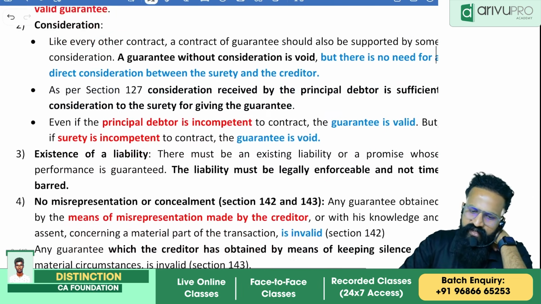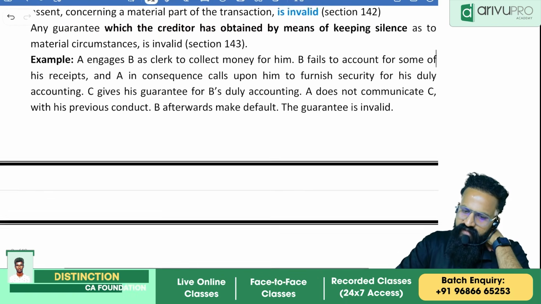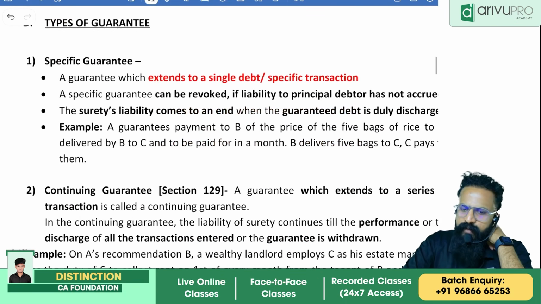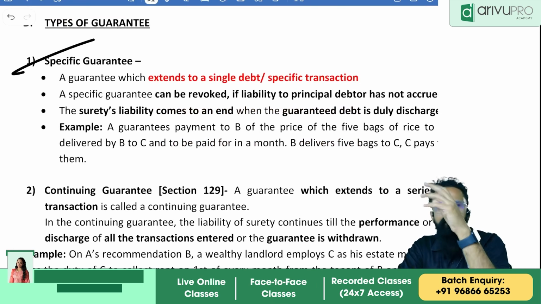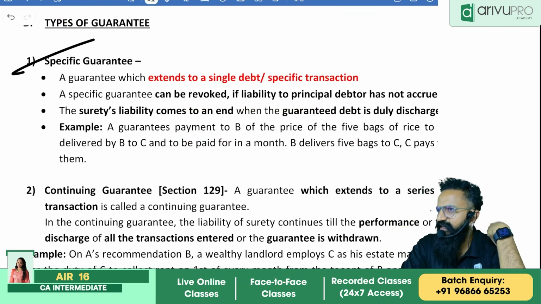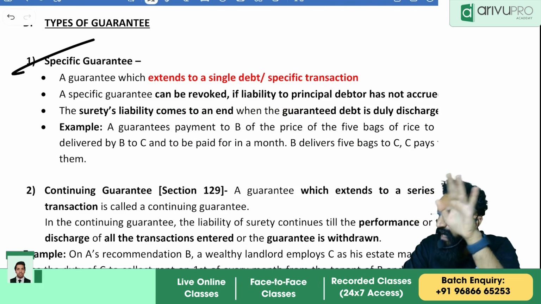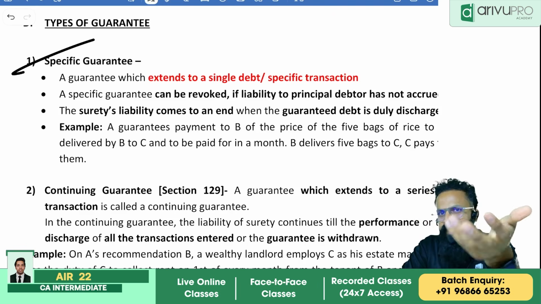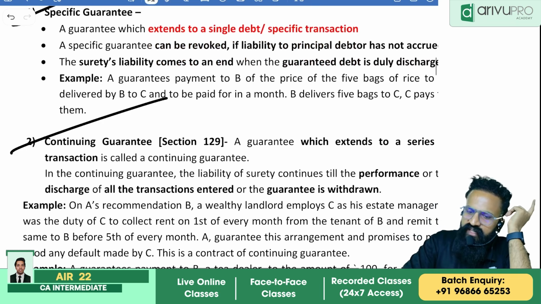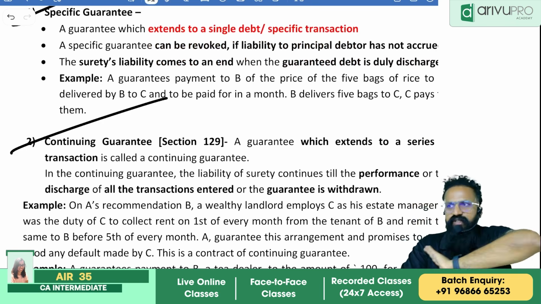Essential features: principal debtor, consideration, existence of a liability, no misrepresentation, concealment. Okay. Types of guarantee: there are 2 types, one is called specific guarantee, the next one is called continuing guarantee. Can I revoke it? Both can be revoked provided the liability has not yet occurred. If the liability has already arisen, you cannot revoke the guarantee. Same thing in the case of continuing guarantee also. Future transactions can be revoked. Past transactions cannot be revoked.